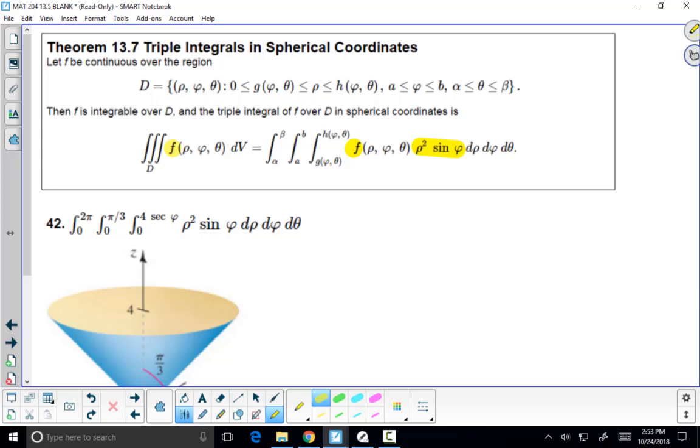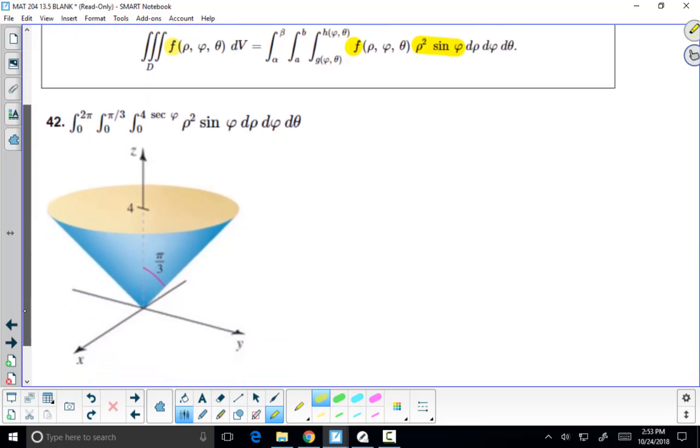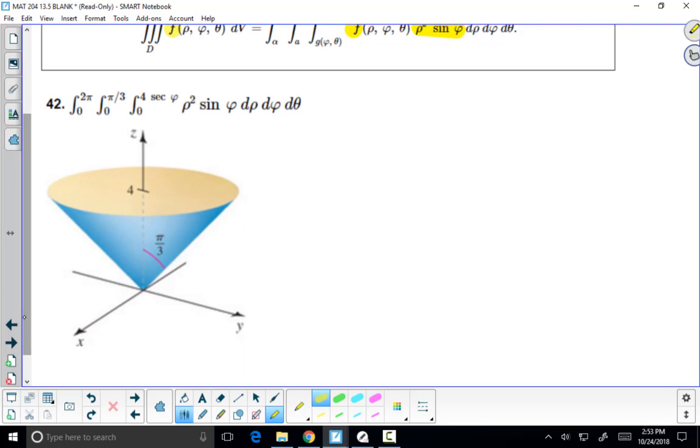All right, so let's take a look again. Let's start at the simplest one. The simplest one is where all the limits are constants. Oh, it's not quite constants. Never mind. Simple plus epsilon. First question, when we look right here, this tells us that rho is going from 0 to rho equals 4 secant of phi. They're kind of implying that that's a plane.